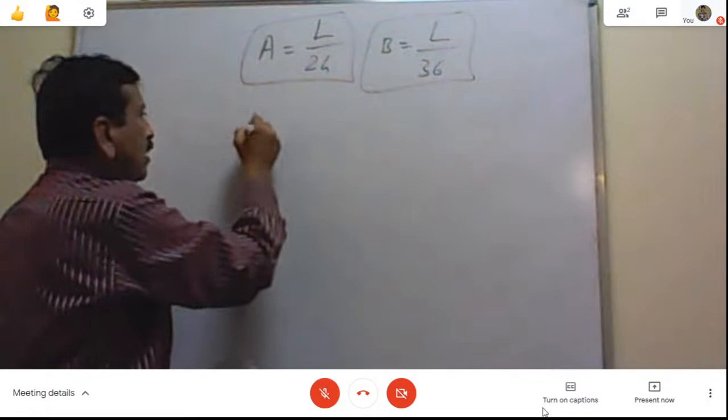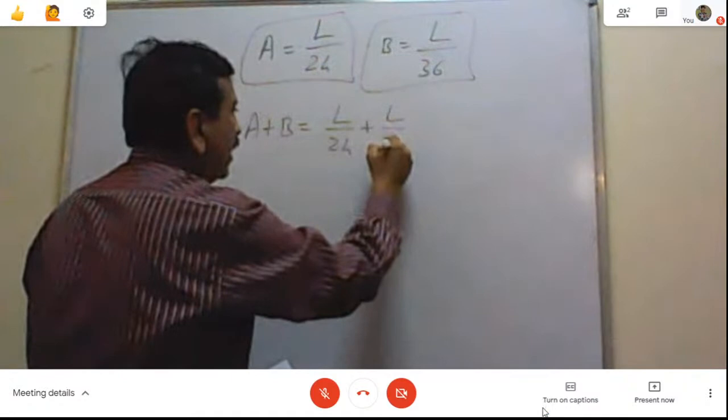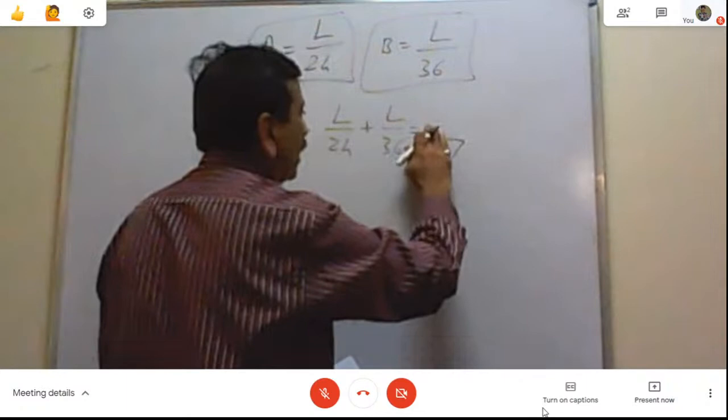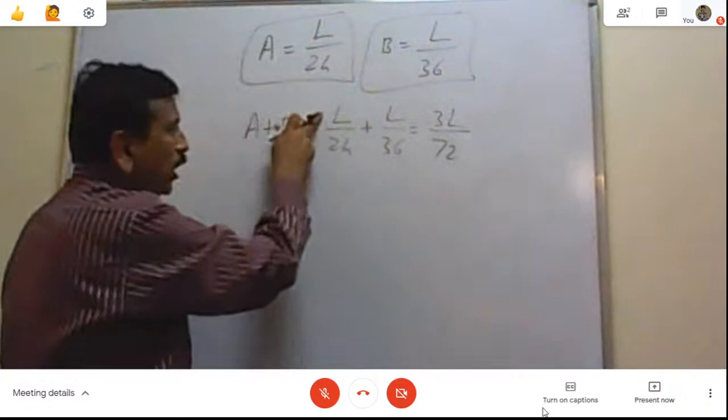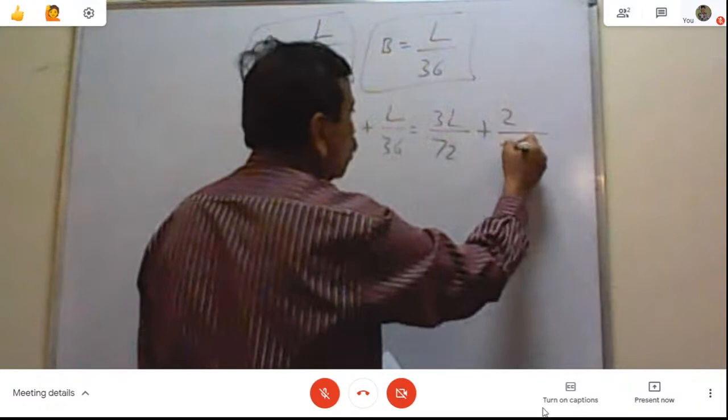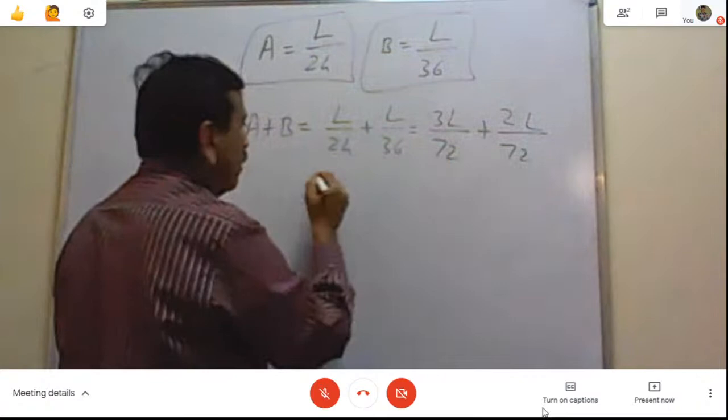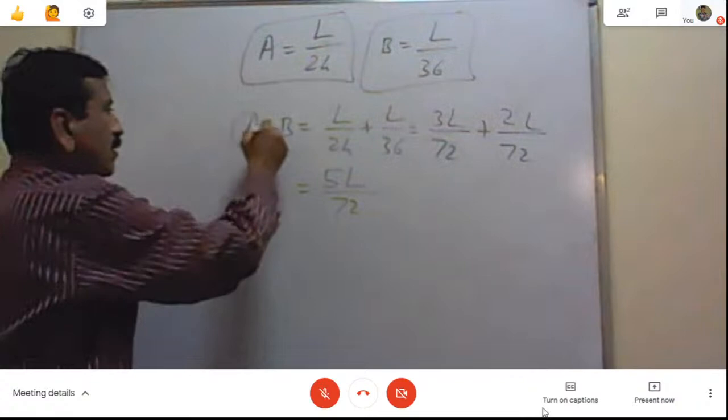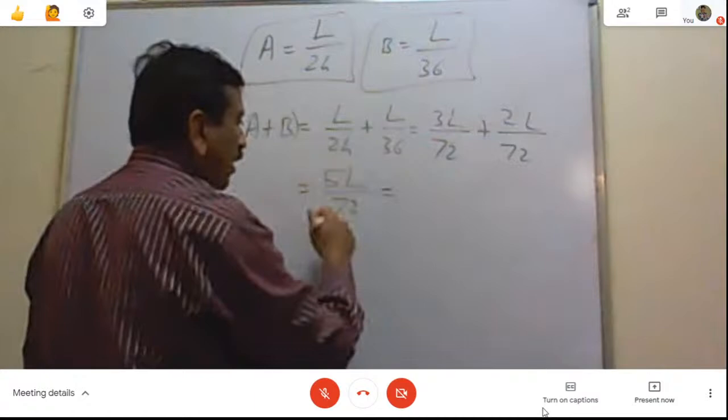If both the pipes are opened simultaneously, how much time will be taken to fill the tank? A very simple one. So we would like to obtain A plus B is equal to L by 24 plus L by 36. The LCM of these two will be 72, so 3 by 72 is 1 by 24 plus 2 by 72 is 1 by 36. So I am having 5L upon 72. So A plus B is 5L upon 72. How much time will be taken? So what we'll do, this 5 I'll take out, L divided by 72 by 5.